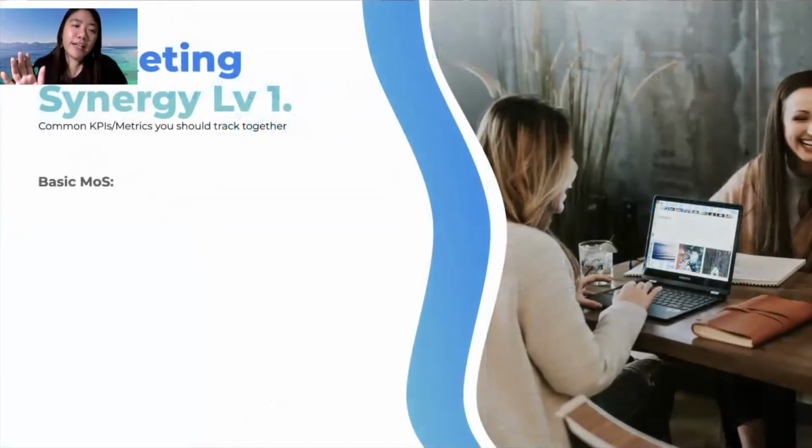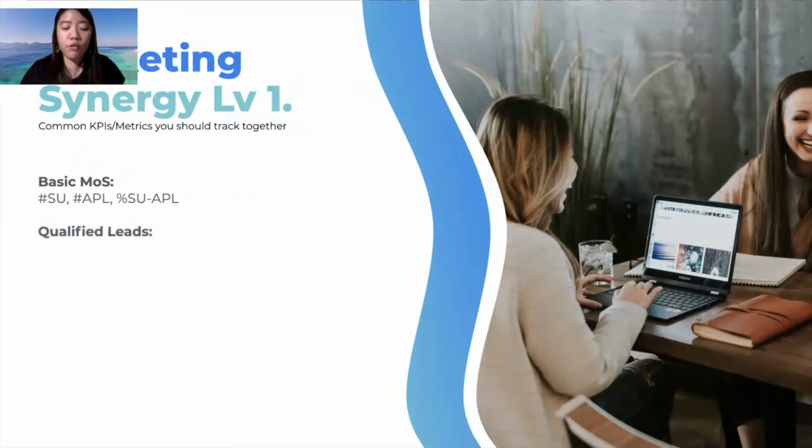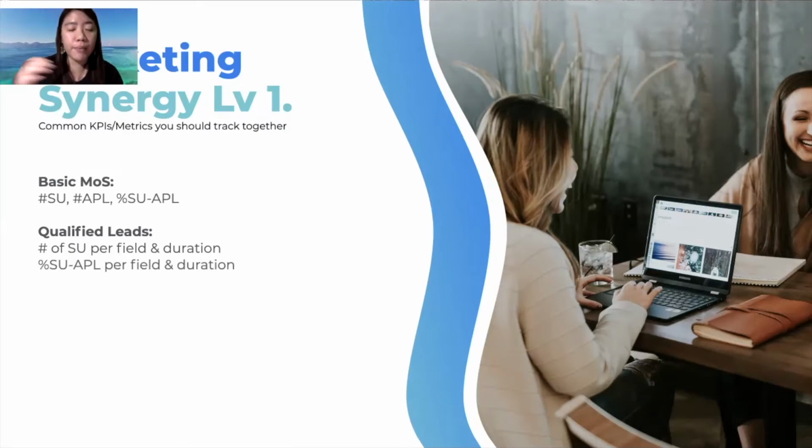So with the level 1 marketing synergy matrix, the basic ones will be about sign up, apply, and percentage of sign up to apply to see whether our customer is converting or not. But if you want to look deeper into how the whole attraction runs and whether we are attracting the right people into the funnel, then you can measure the qualified leads by number of sign up per field and per duration, which means actually your persona, whether you are matching the right persona or not. Secondly will be about percentage of sign up to apply per field and per duration. So you'll be able to see whether your campaign message is really aligned, giving the right expectation to the customer. So that's why they will convert, because they really understand what you are trying to promote through your marketing campaign.